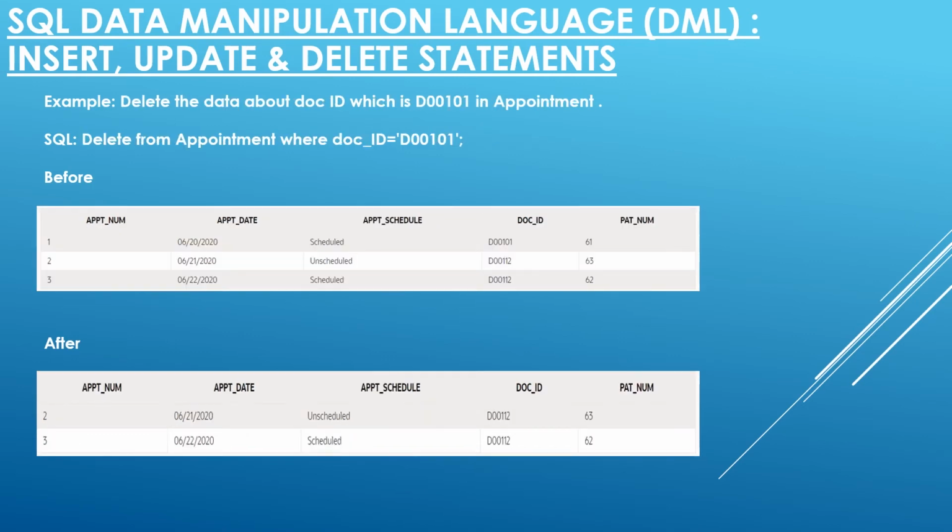And last, we are going to talk about the delete statement. For example, delete the data about doctor ID D00101 in table appointment. Before, we can see from the table, it has 3 data, including the doctor ID D00101. After we apply our SQL, the table will delete the row of data which is about the doctor ID D00101.